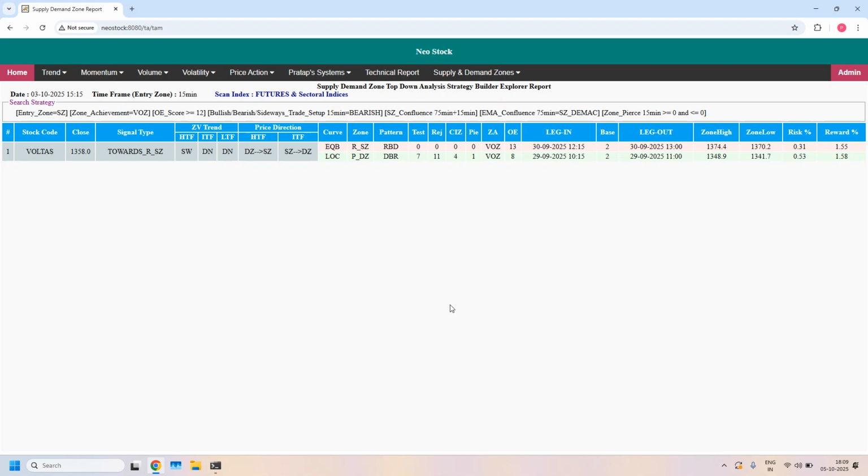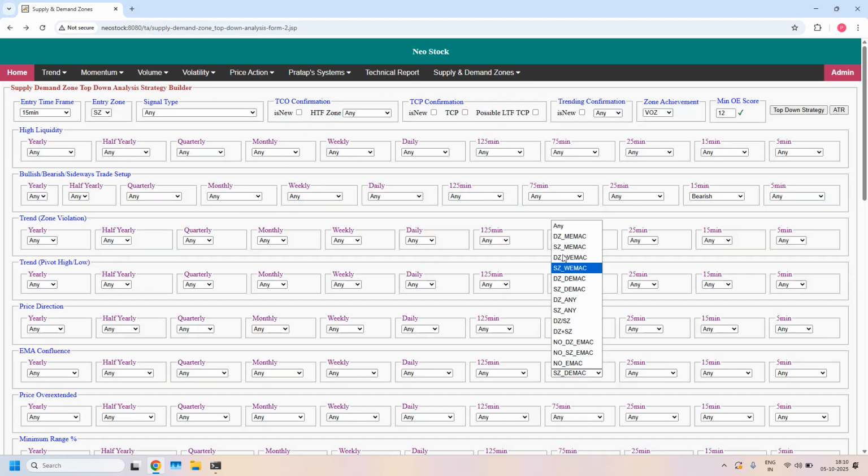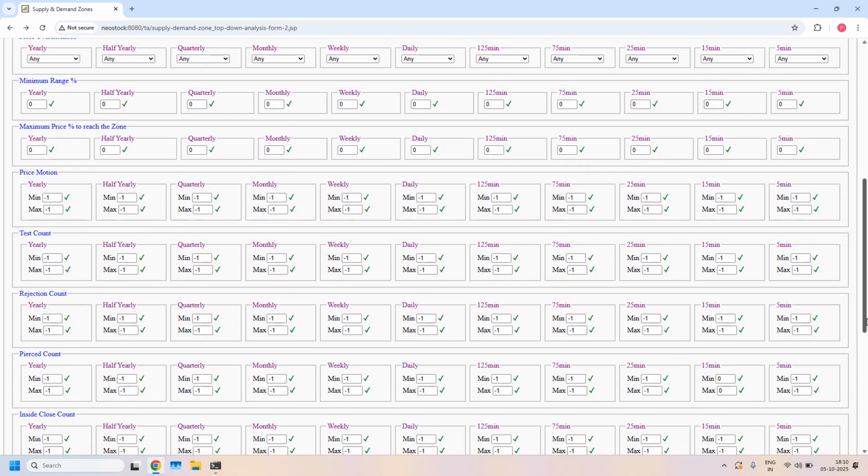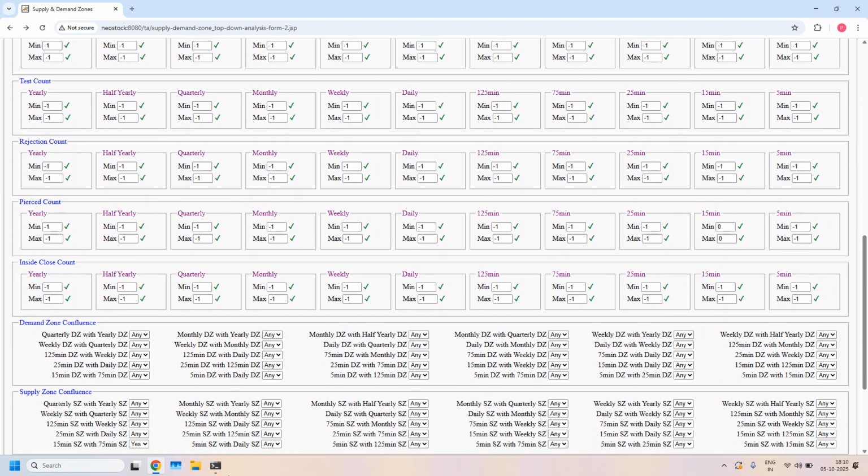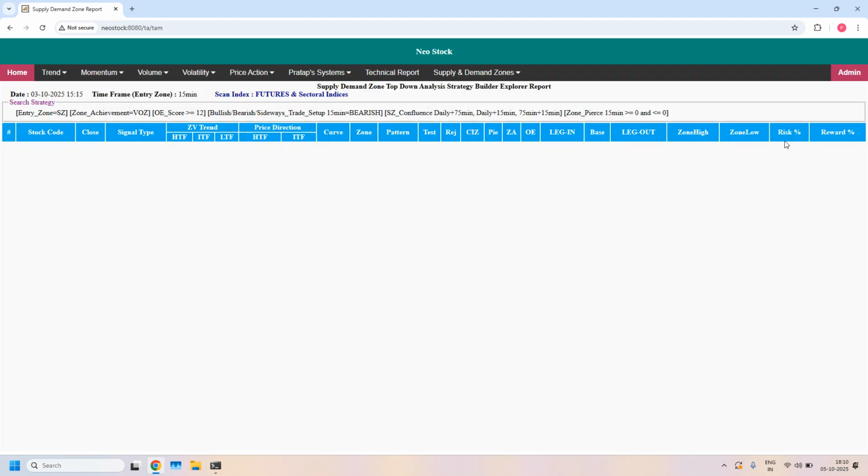So next strategy is LTF, ITF, HTF, all the 3 supply zone confluence. Removing ITF EMA filter. Supply zone confluence, I am setting 3 filters. First one is 15 minutes and 75 minutes. Next 15 minutes and daily. 75 minutes and daily supply zone confluence. With all the 3 filters, we don't have any stocks. This is bearish trade setup for daily income trade.